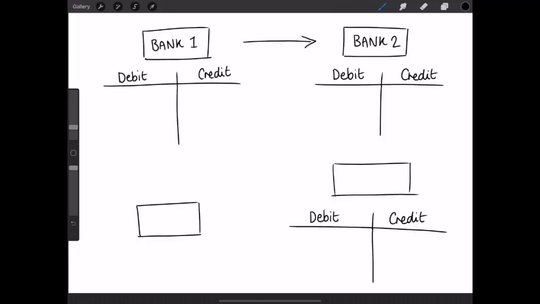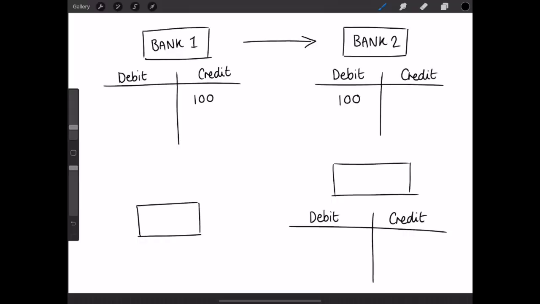Well, at the moment, I need to show that I've had £100 credited over here and I've had £100 debited over there. And think about what that means. That means that bank 1 is now going to reduce the amount of money that's in there by £100 because a credit is reducing the amount that's in there.